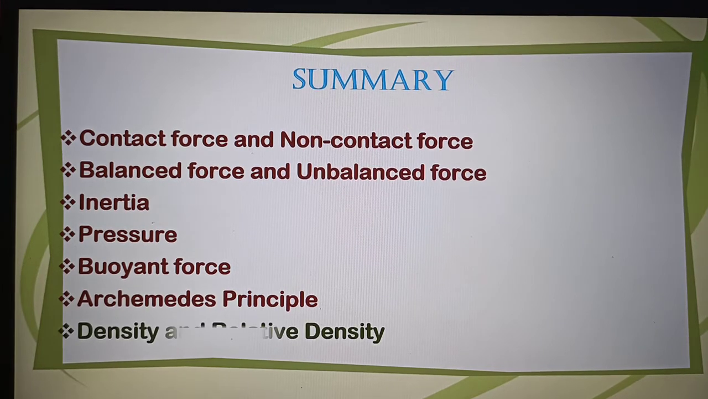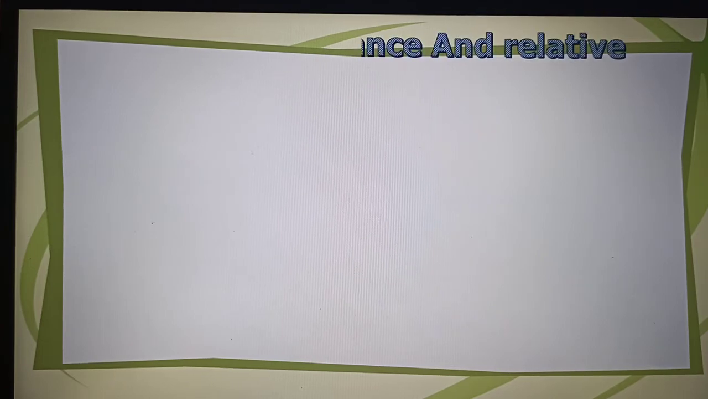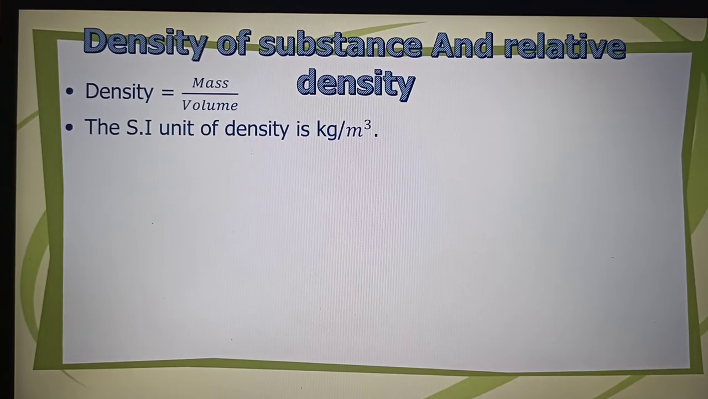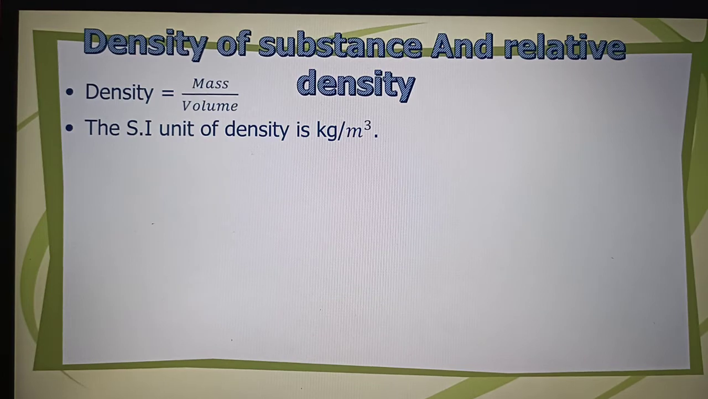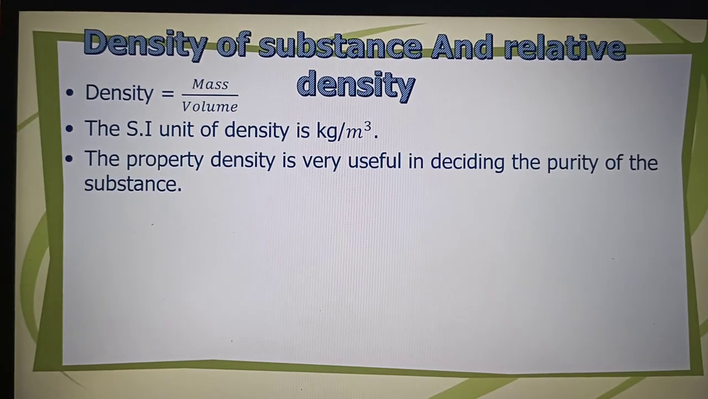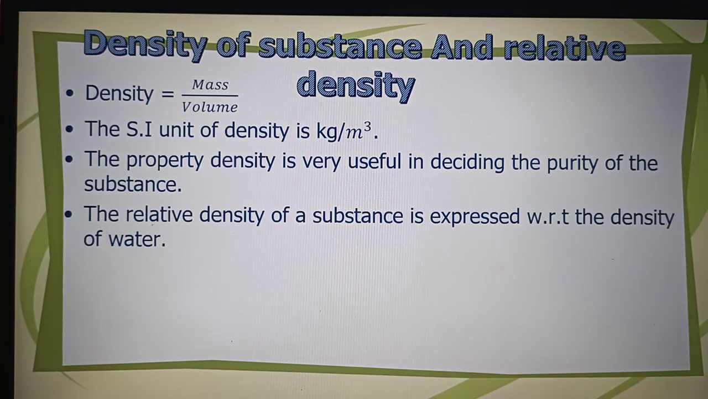Today we are going to learn the concept density and relative density. Density of substance and relative density. The formula for the density is mass upon volume. The SI unit of density is kilogram per meter cube. The property density is very useful in deciding the purity of the substance.